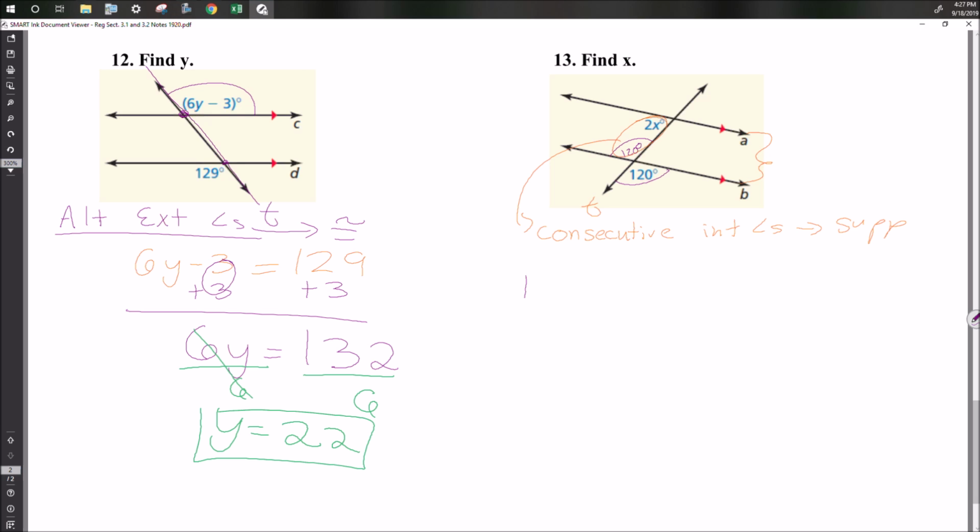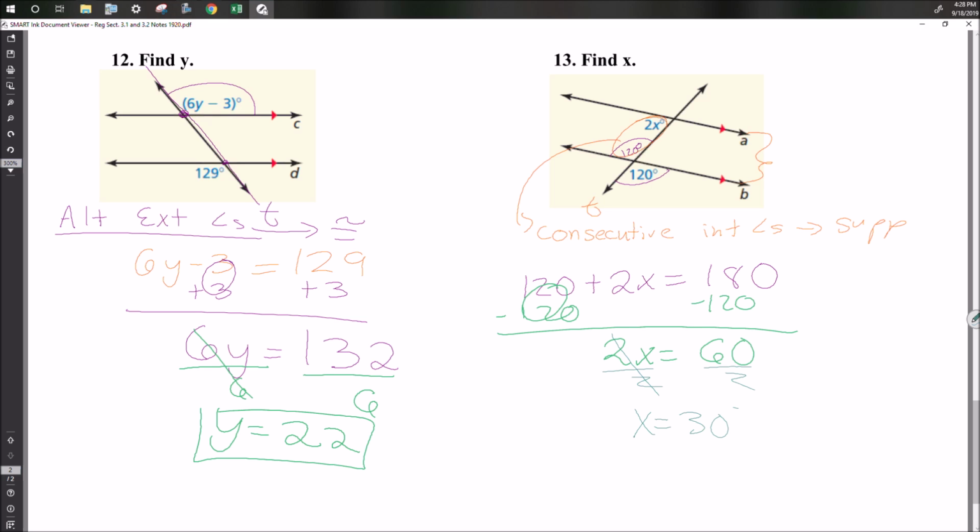So I'm going to take 120 plus 2x and set that equal to 180. I now need to solve for x, and then I'll be done. So I'm going to first subtract 120 from both sides. So I get 2x equals 60. The last step I need to do is divide by 2 on both sides. So I'm going to get x is equal to 30.